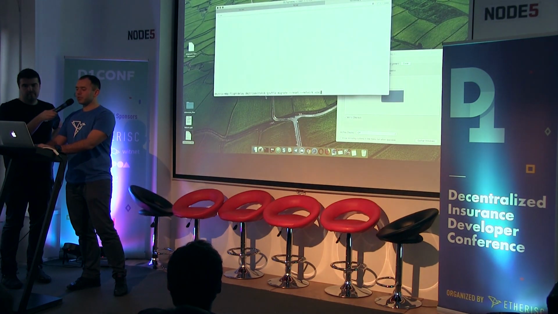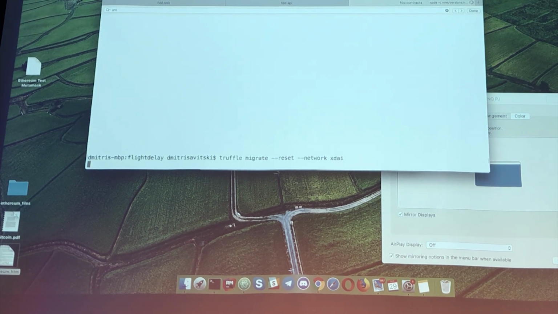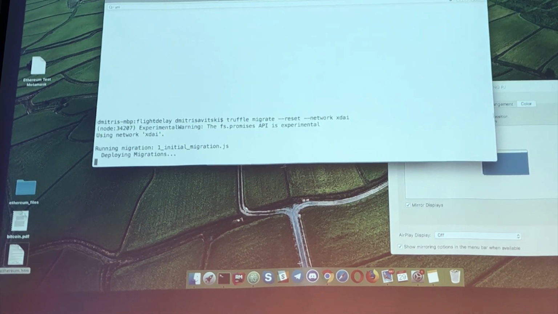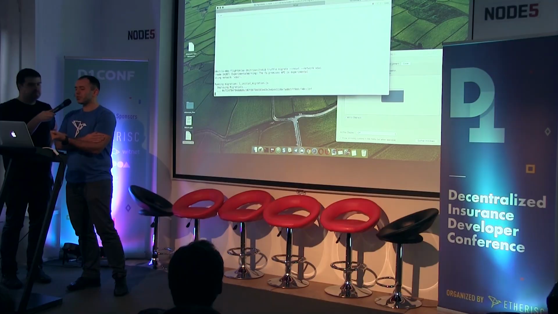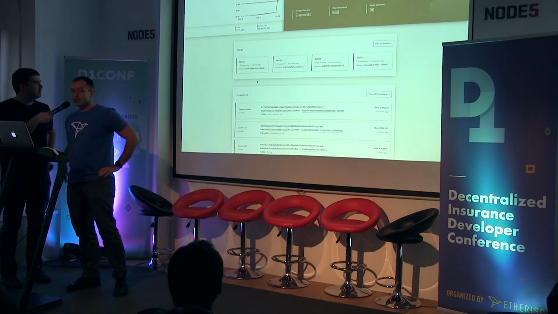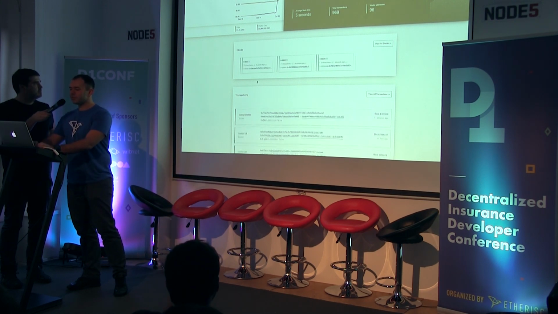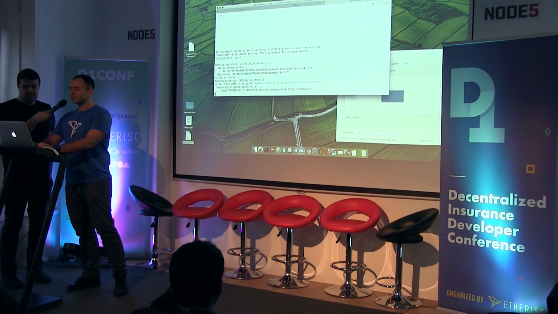And after that, we can just use the migrate script we have in the flight delay contracts, which are open sourced, so you might want to try that later on. We'll run it now to watch the transactions deployed to the DAI network. Now we can see the contract creation going through with the network. It takes some time.